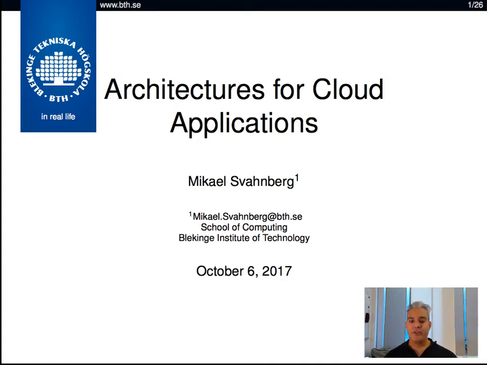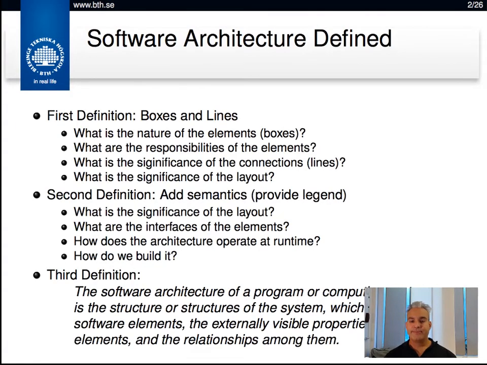Architectures for cloud applications. So, a quick recap on software architectures before we begin. We can define software architectures in different ways. We can start with the basic boxes and lines. So we draw on a piece of paper, we draw a box and say that this is a component, and we draw a line to another component. And we run into the usual problems with that type of definition, that we don't know what a box means and what a line means.